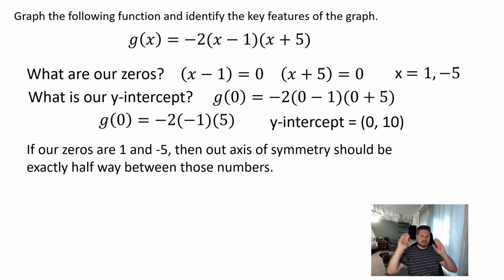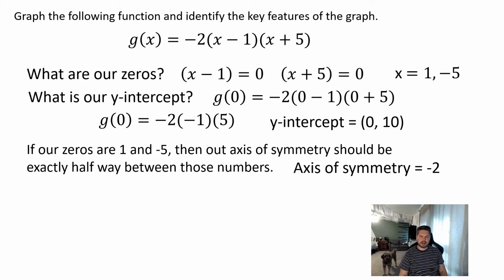If my zeros are 1 and -5, well, right in between that should be my axis of symmetry, which is also where my vertex is. So if I'm at 1 and -5, and then let's go to 0, -4, -1, -3, -2. It's right in the middle, our axis of symmetry. So our axis of symmetry should be where our vertex is too, right? So we can find our vertex because x, we know for sure, is going to be -2. And we can plug in -2.